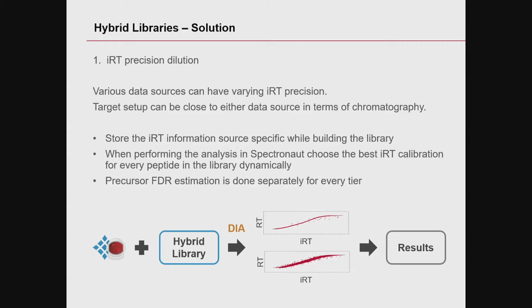And this, of course, will lead to many peptides being done with this type of analysis and much less with this type of analysis. We can then also do the precursor FDR estimation and scoring separately for every tier and the protein FDR globally, such that the analysis is really proper.